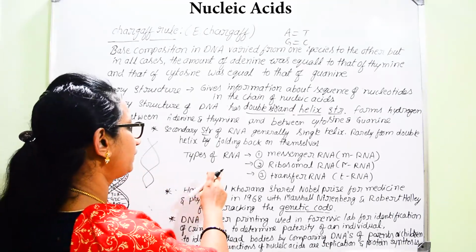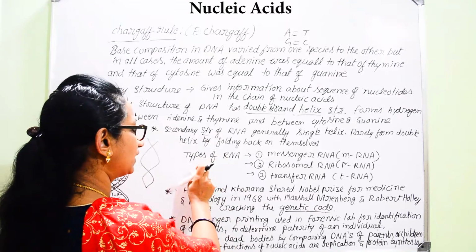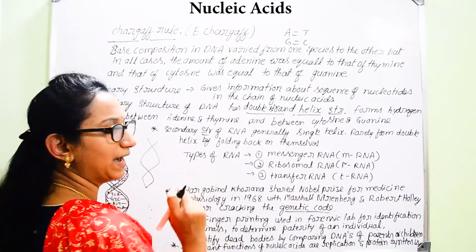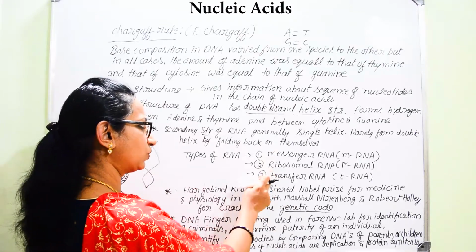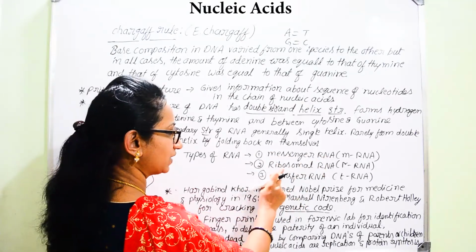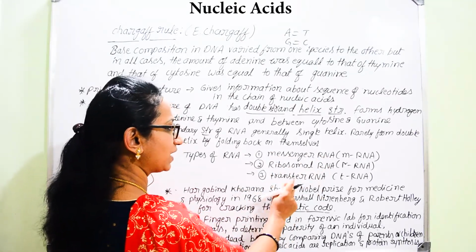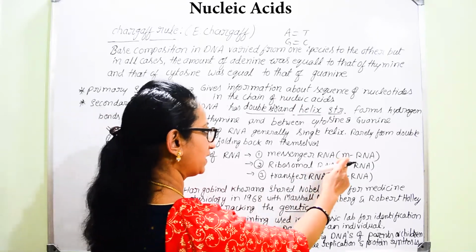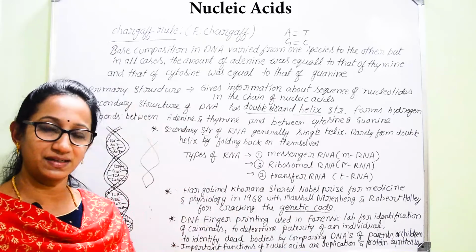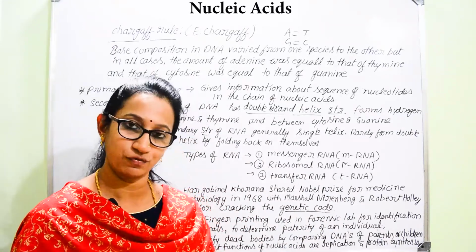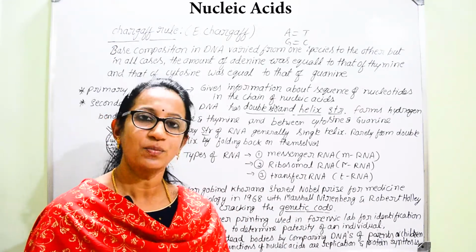And now, other than DNA, if you go for RNA, actually RNA is of three types. Which are those? Messenger RNA, ribosomal RNA, then transfer RNA. So mRNA, rRNA, then tRNA. All these three types of RNAs are very helpful for the synthesis of proteins.